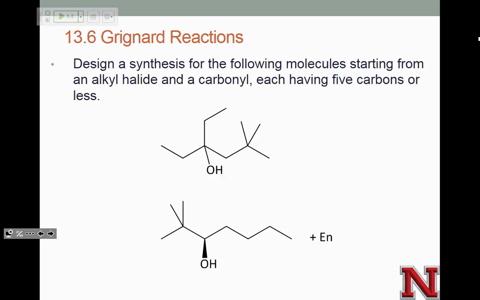So come up with a synthesis to design these two compounds, and then we're going to talk about what to do in the next class if we have an OH present. There are things we can do. We can protect the alcohol so we can do a reaction. So we're going to look at that.